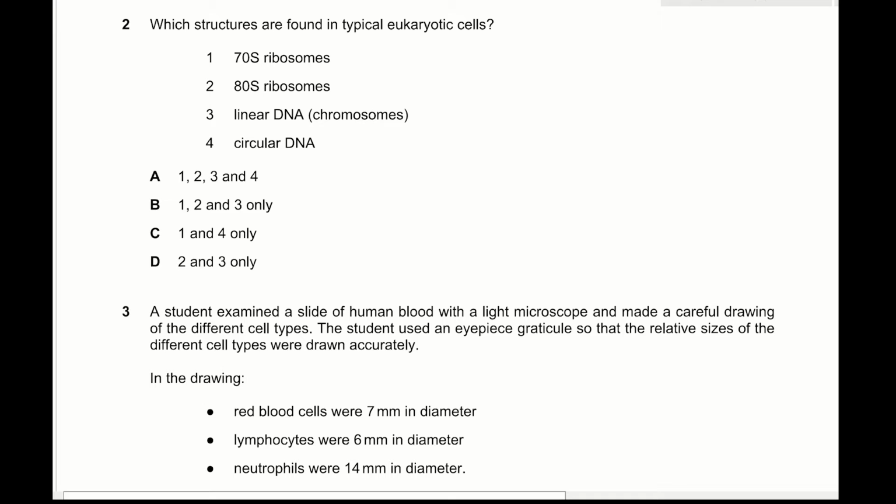Question number 2. Which structures are found in typical eukaryotic cells? 1. 70S ribosomes. This is correct because 70S ribosomes are found in mitochondria and chloroplasts in eukaryotic cells. 2. 80S ribosomes. This is correct. They are found in the cytoplasm of the eukaryotic cell. 3. Linear DNA, aka chromosomes. This is correct. They are found inside the nucleus. And 4. Circular DNA. As we all know, circular DNA is found in both chloroplasts and mitochondria. Therefore, this is correct, and the answer is going to be A.